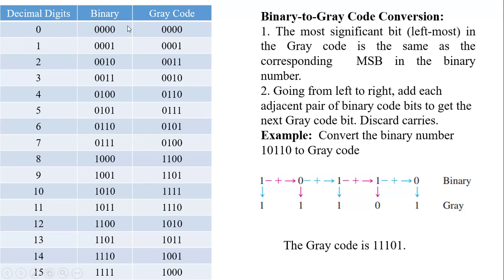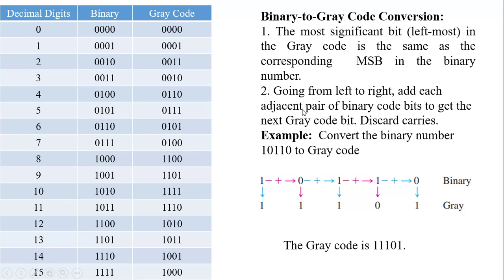How to convert a binary number to a gray code? This is the procedure. The most significant bit, the leftmost bit in the gray code, is the same as the corresponding MSB in the binary number. Going from left to right, add each adjacent pair of binary code bits to get the next gray code bit. Discard the carries.